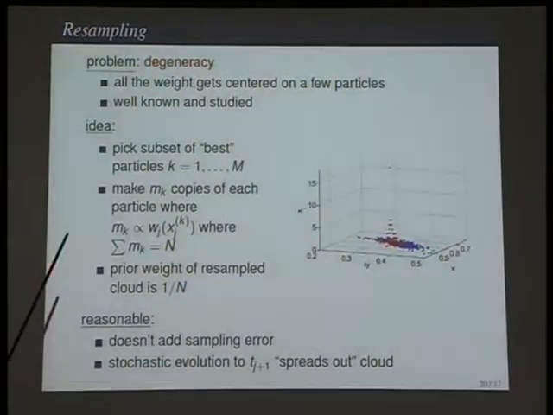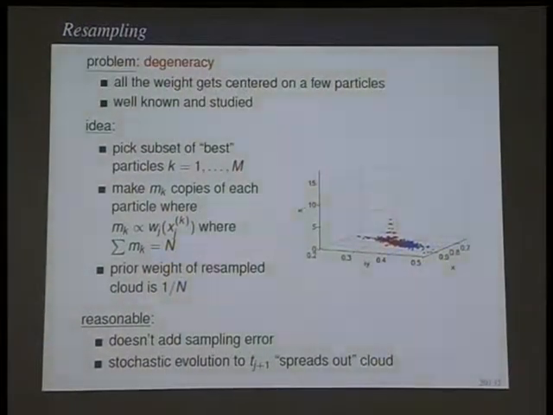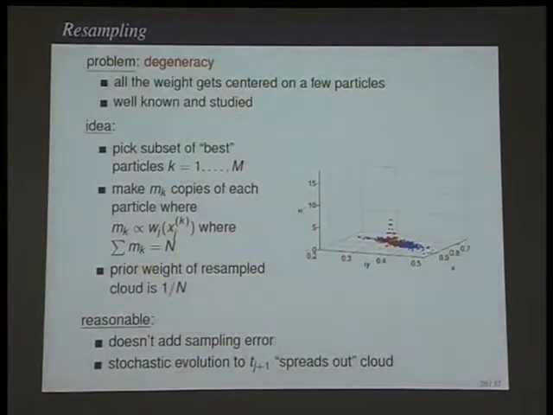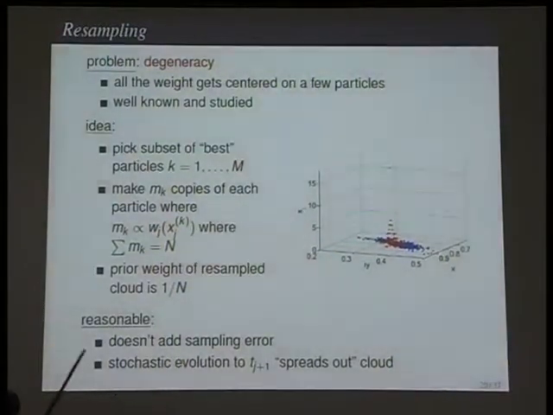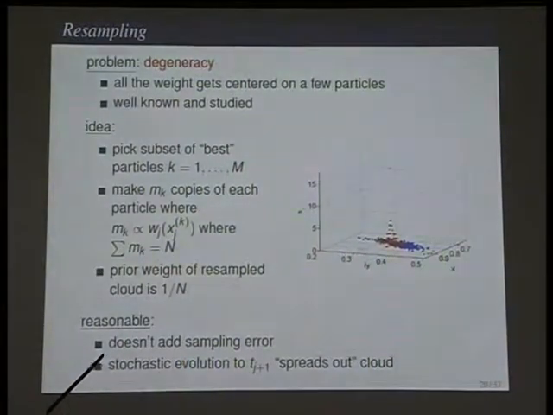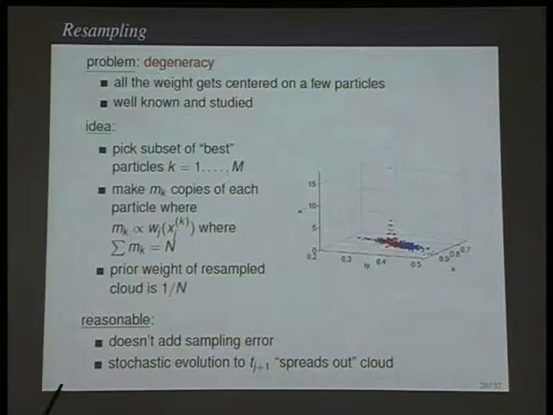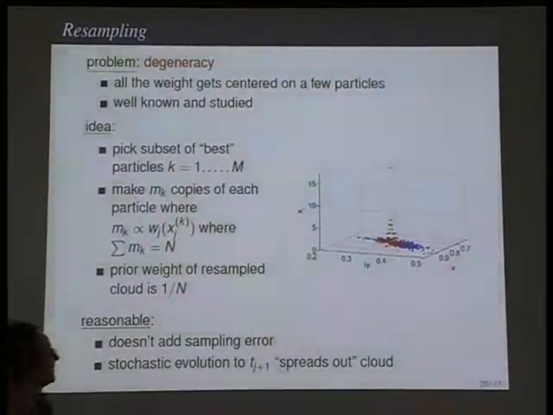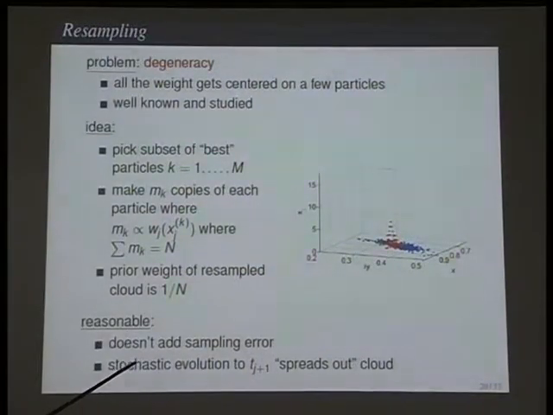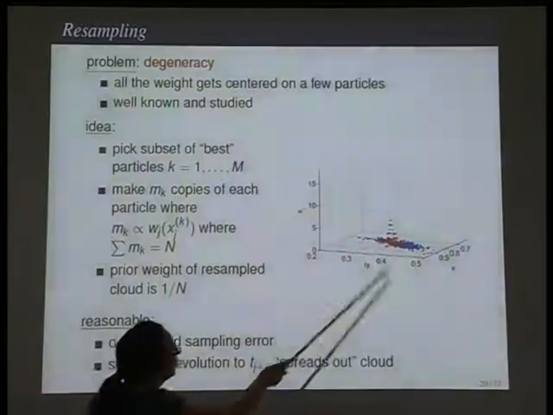The idea to deal with this is now a well-tested, well-studied idea called resampling. Basically, if we have some sort of detection, you'll put in some criteria that if too much of your weight is on too few particles, employ resampling. So here, we're thinking about one way to do it.